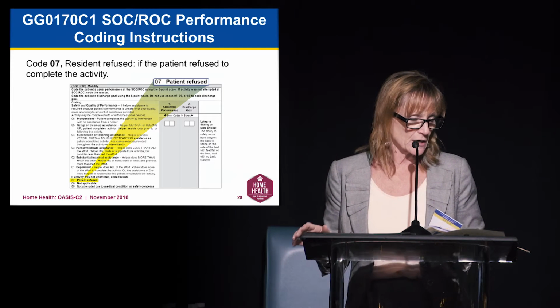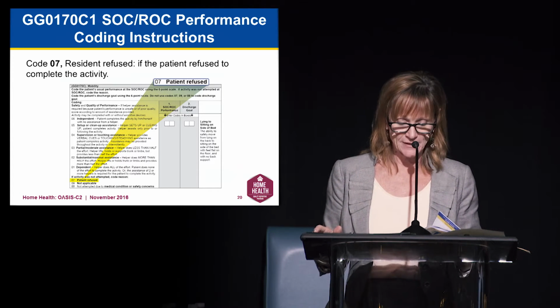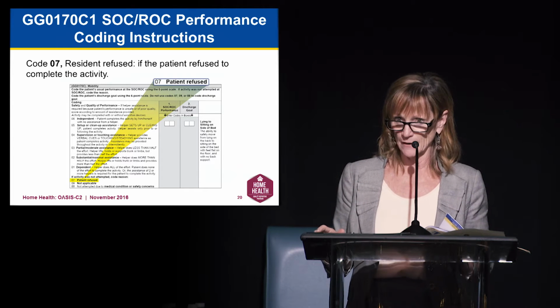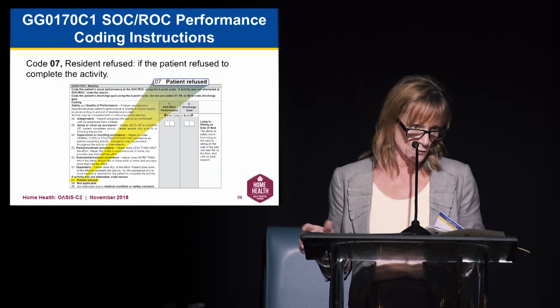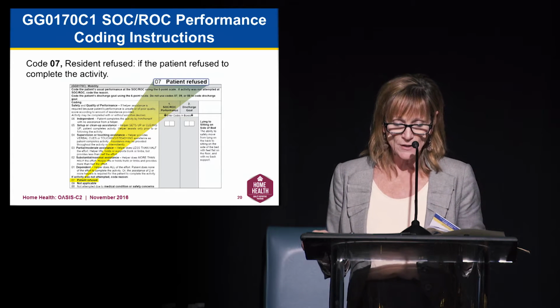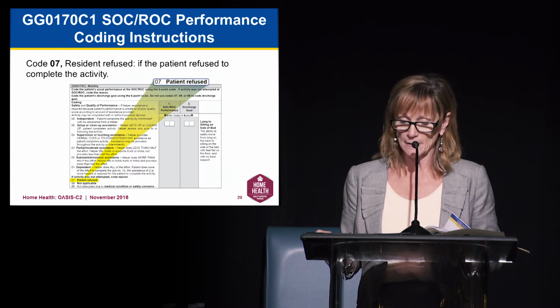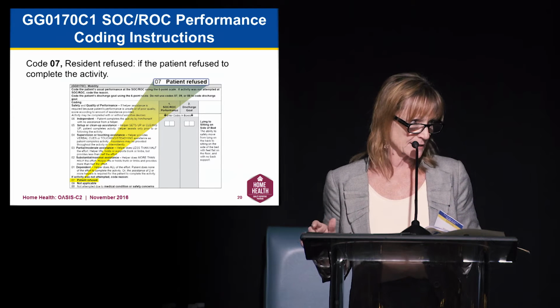So now we're moving on to the coding options if the activity was not attempted and why that would be justified and an appropriate code or score to use. So code 7 is when a patient refuses to complete the activity.